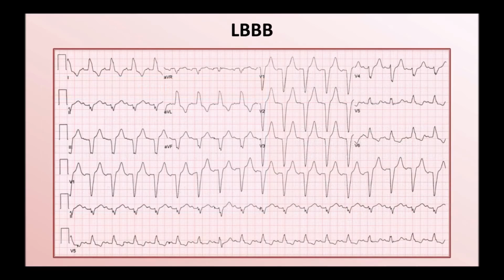Here is an example of a left bundle branch block with the broad R wave and deeply inverted T waves in 1, AVL, and V6. And there is the deep S wave with ST elevation and prominent T wave in V1 and V3.